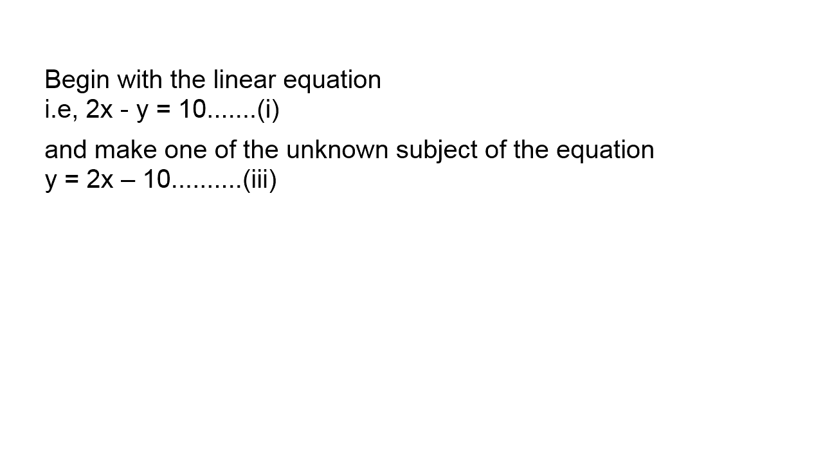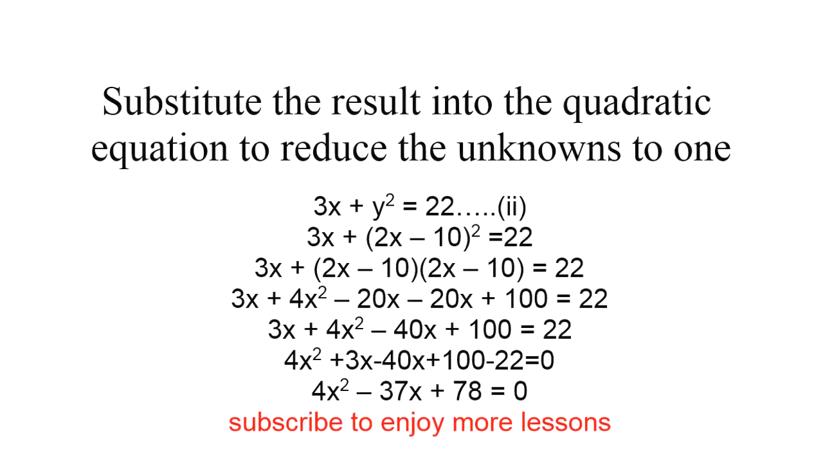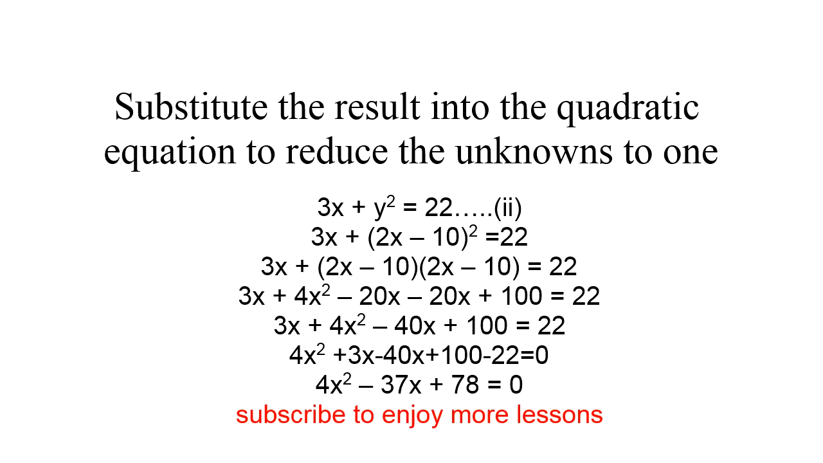Begin with the linear equation, that is 2x minus y equals 10, equation 1, and make one of the unknowns the subject of the equation, either x or y. I choose y. That's why y equals 2x minus 10. Substitute the result into the quadratic equation to reduce the unknowns to 1. What's the quadratic equation? 3x plus y squared equals 22.